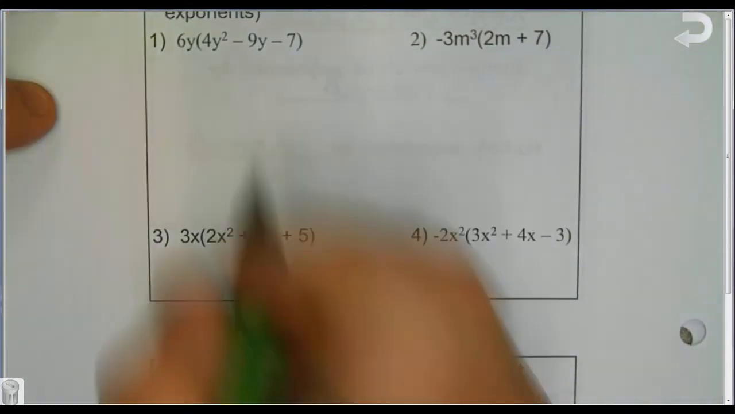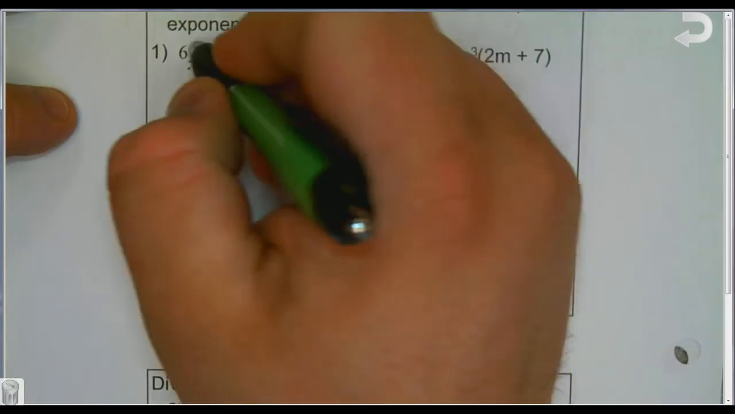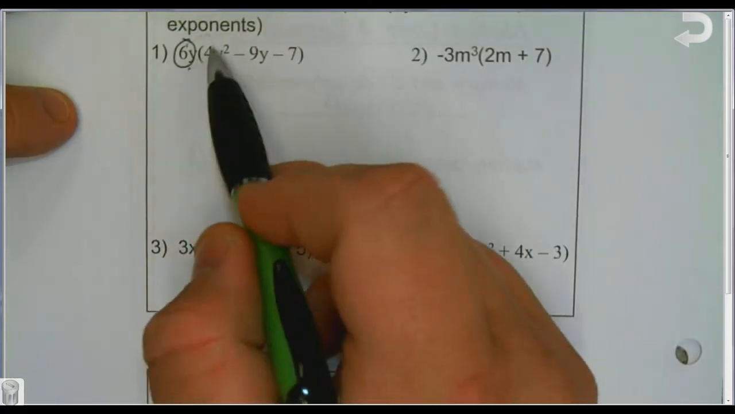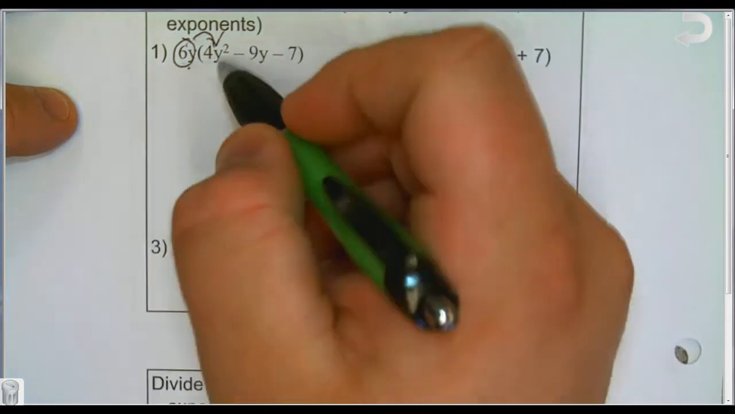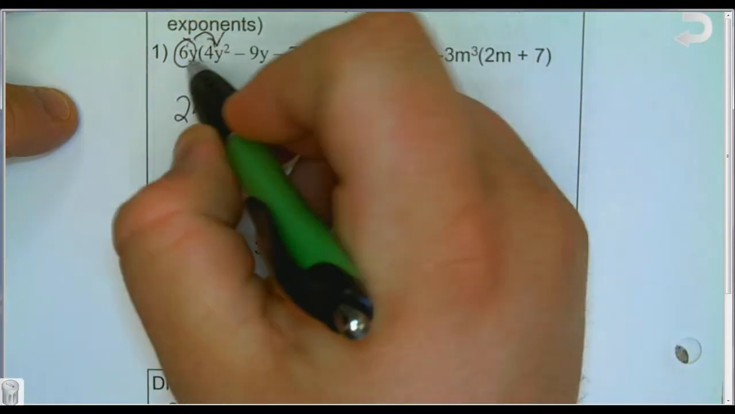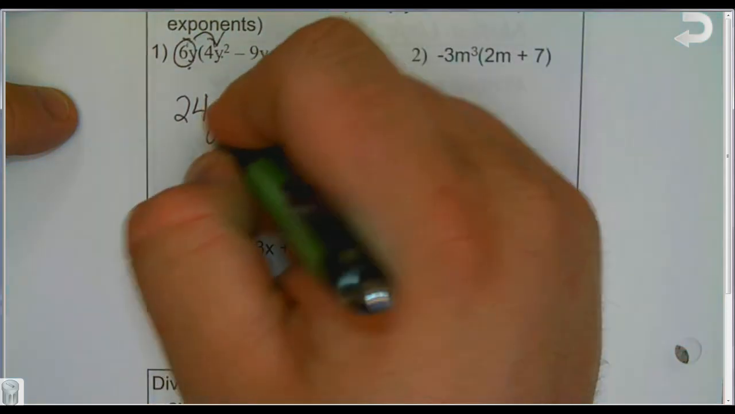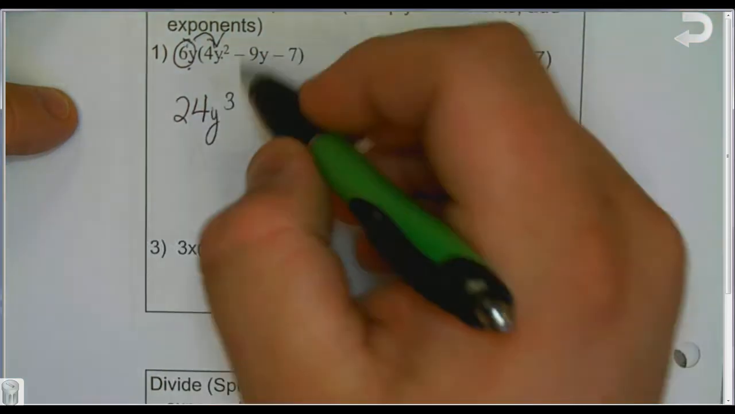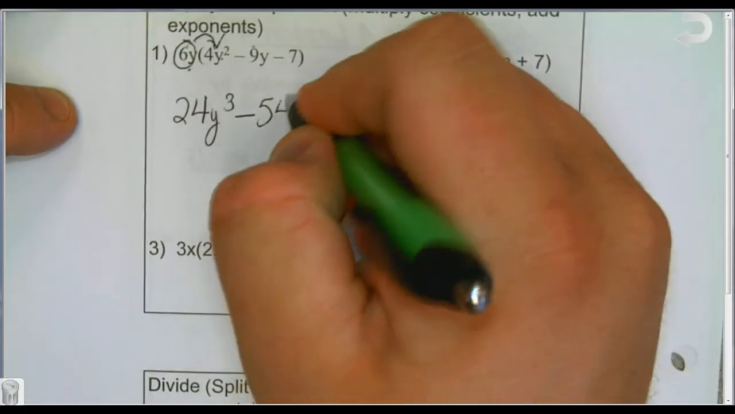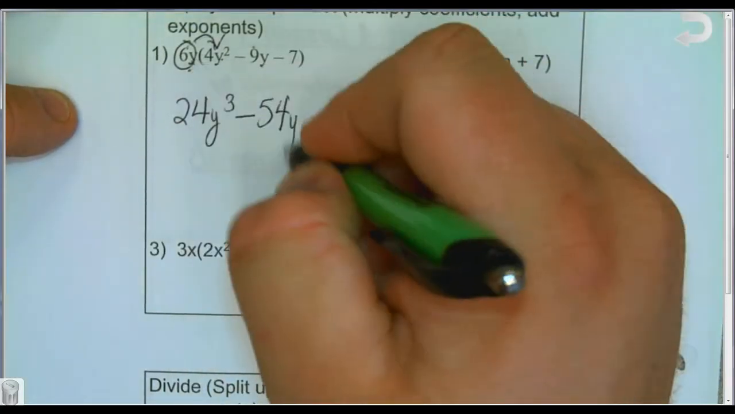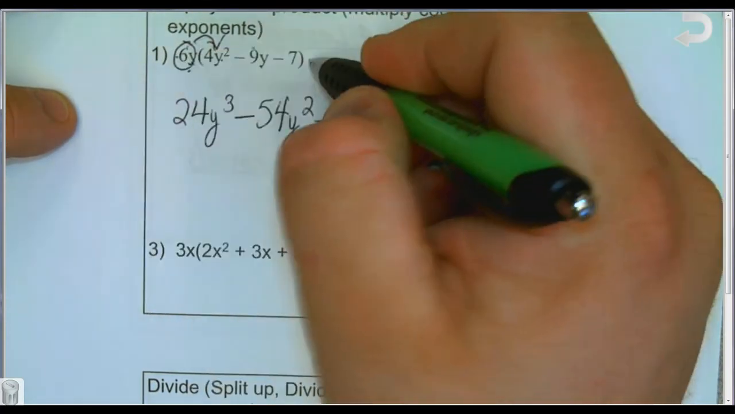When we have a variable, we follow our exponent rules. So 6y is going to get distributed to the entire grouping. So 6 times 4 is 24. y times y squared. And so remember, when we multiply, we add the exponents. Put the minus. 6 times 9. y times y, you add the exponents. Put the minus. 6 times 7.